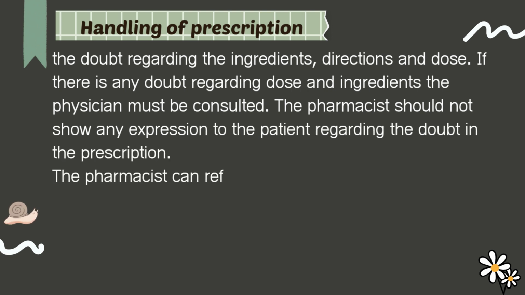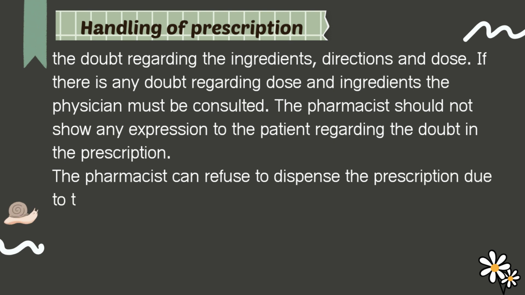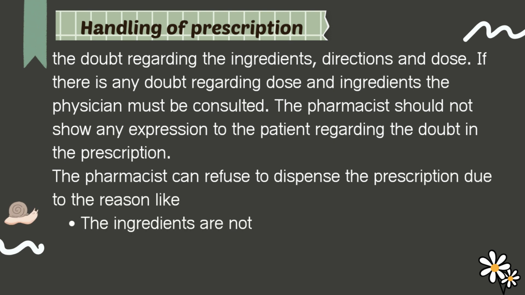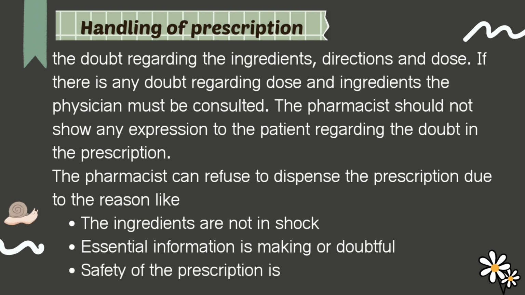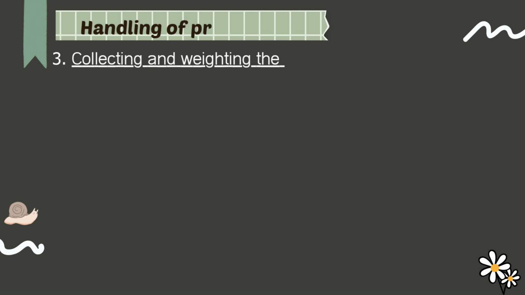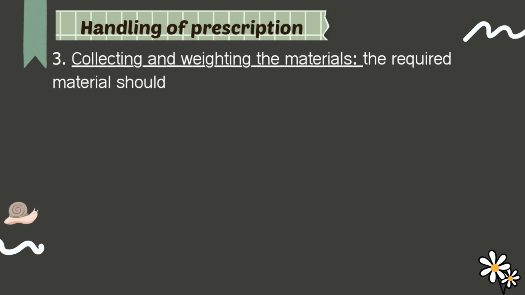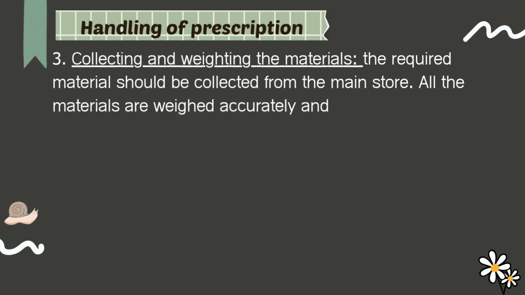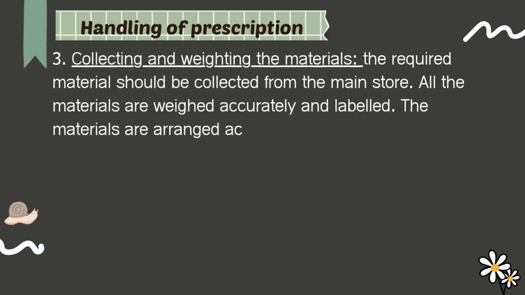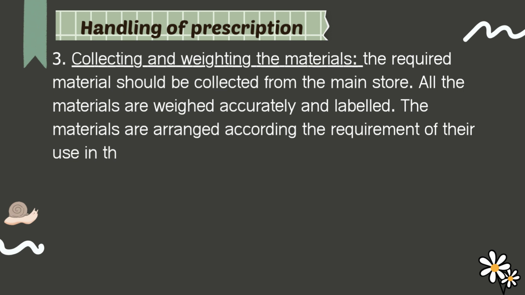The pharmacist can refuse to dispense the prescription due to reasons like the ingredients are not in stock, essential information is missing or doubtful, or safety of the prescription is doubtful. 3. Collecting and weighing the materials. The required material should be collected from the main store. All the materials are weighed accurately and labeled. The materials are arranged according to the requirement of their use in the compounding.